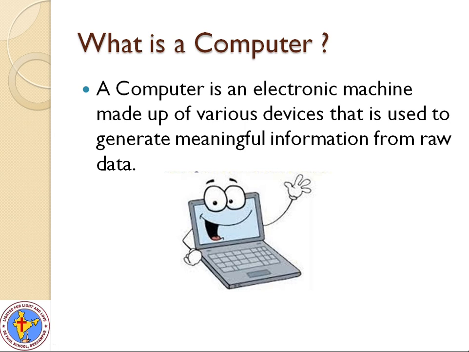Before starting anything, let us first learn what is a computer. A computer is an electronic machine made up of various devices that is used to generate meaningful information from raw data. First, it takes the raw data, then it processes the data and gives us meaningful result or meaningful information.